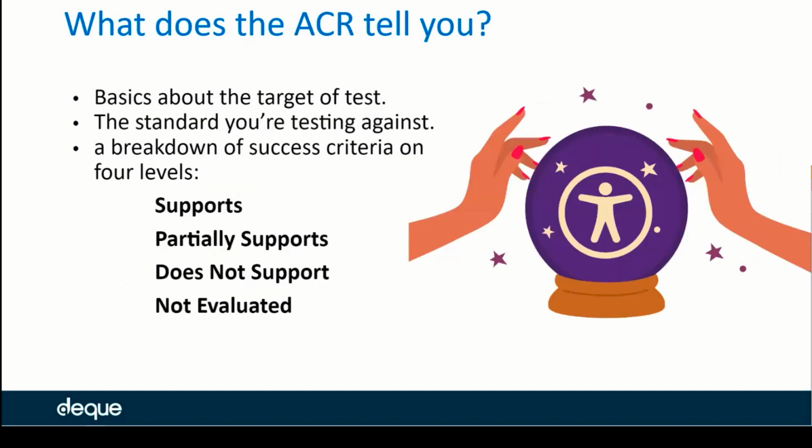So what does this ACR tell you? When you get it done, it's going to tell you the basics about the target of test. What are we testing here? It's going to tell you the standard you're testing against. Are we doing WCAG 2.0, WCAG 2.1? Are we doing the EU standard? Are we doing 508? And it's going to break down those success criteria in 4 levels: supports, partially supports, does not support, and not evaluated.